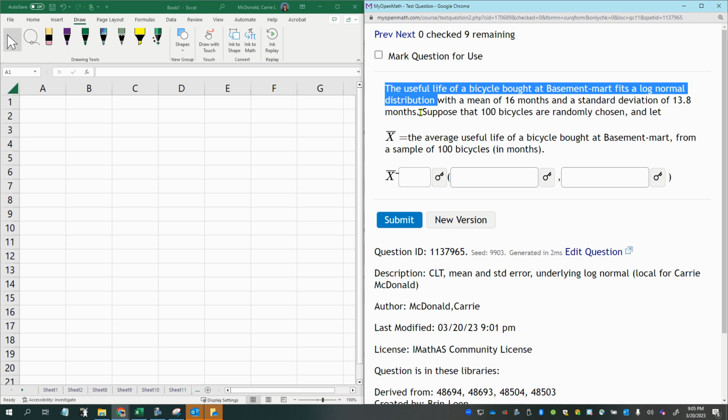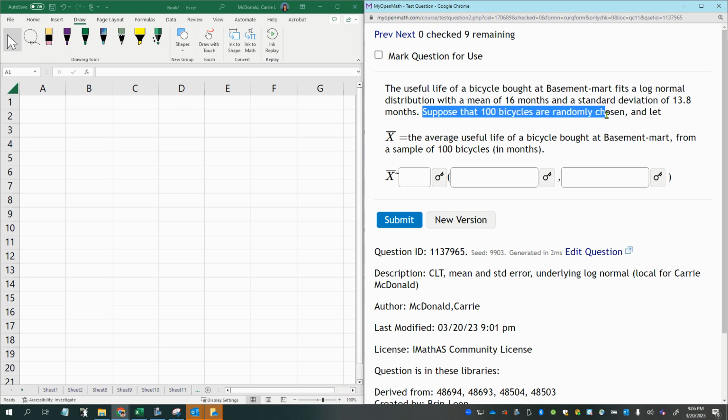Either the original distribution was normal, which is not the case here, or your sample size is greater than 30. Okay, so now that we know this is not a normally distributed random variable to begin with, what we need in order to apply the central limit theorem is that we're doing samples of a size n that is greater than 30. So now we notice that we are looking at samples of 100 bicycles randomly chosen. So that is an n of 100, which is greater than 30. So the central limit theorem can be applied here.